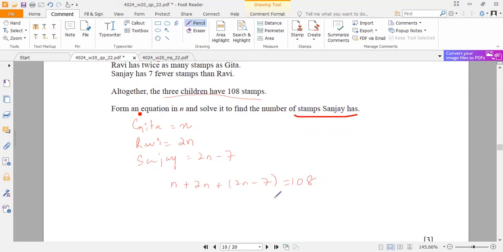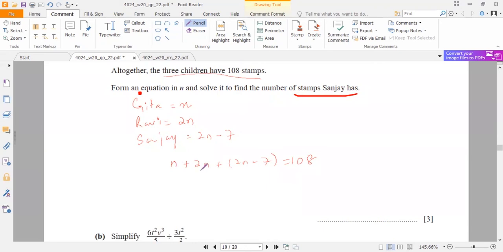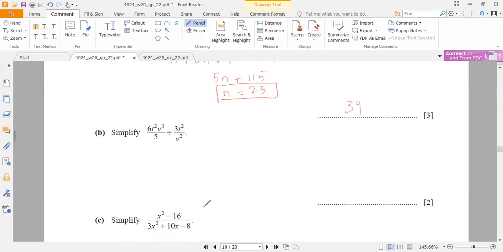So for this, we need to find the value of n. So n plus 2n plus 2n will be equal to 5n, and 7 will be added to 108, it will become 115. So 115 divided by 5 will be equal to 23. So the value of n is 23. We need to put the value over here. So 2 times 23 minus 7 will be equal to 39. So the number of stamps Sanjay has is 39. Now come to part B.